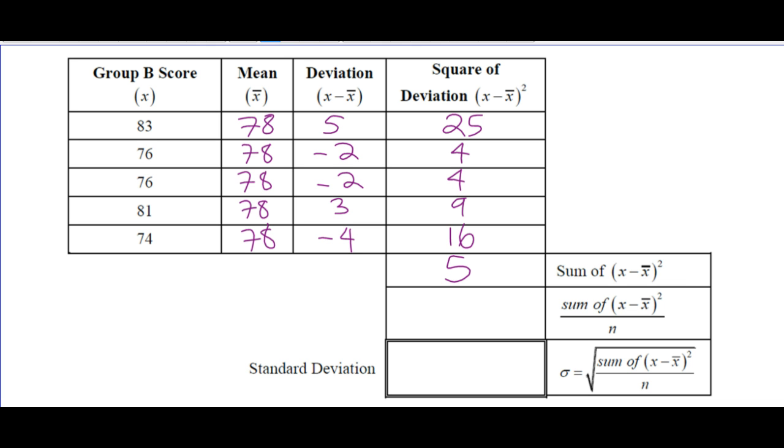That's 58. We take the average of that, so it's 58 divided by 5, which is 11.6. And then finally we square root, right? Because we've been squaring them all, so we have to unsquare. So we take the square root of that, and we get the standard deviation, which is 3.4.